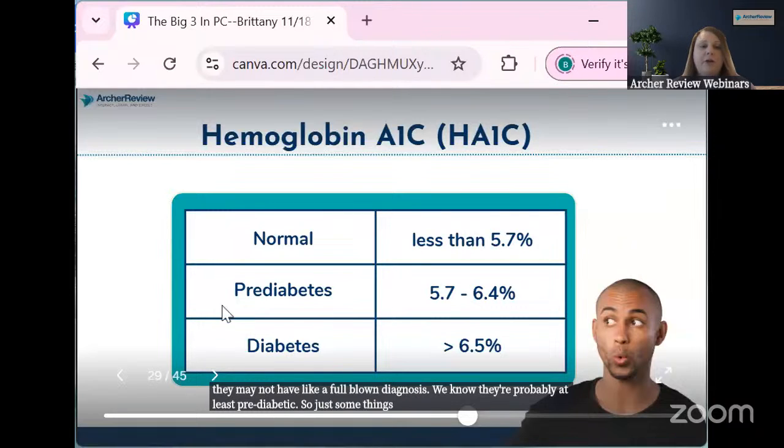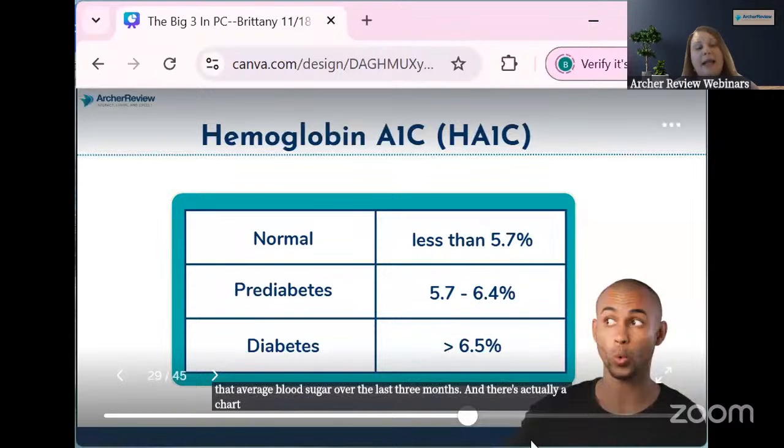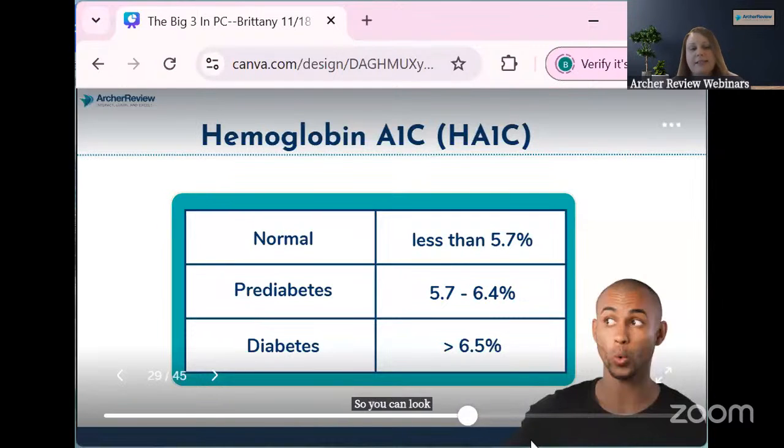You definitely want to know your A1C numbers and percentages. And remember, that is the average blood sugar over the last 3 months. There's actually a chart you can Google, and it gives you a correlation. If it's 5.7, this is what their average blood sugar runs. If it's 7.2, this is what their average blood sugar runs. So you can look that up. And like I said, this is about over 3 months of blood glucose. It gives you that percentage. So that's the average of their blood sugar over the last 3 months.